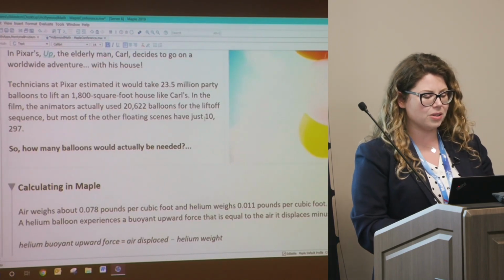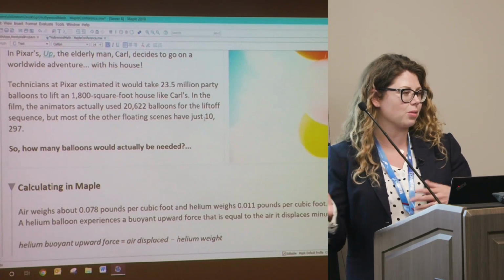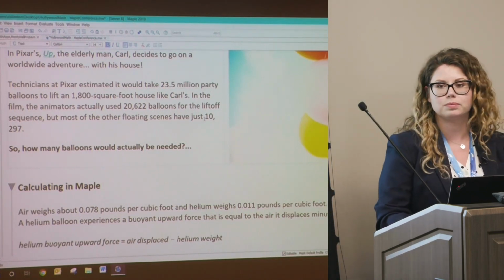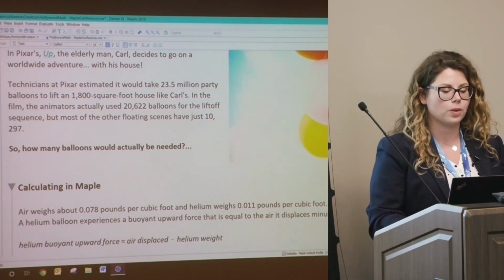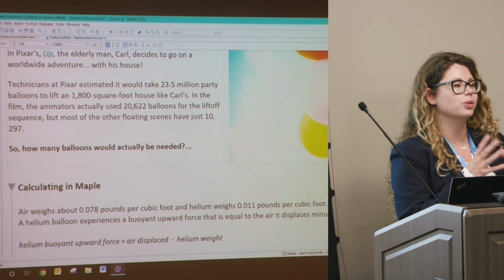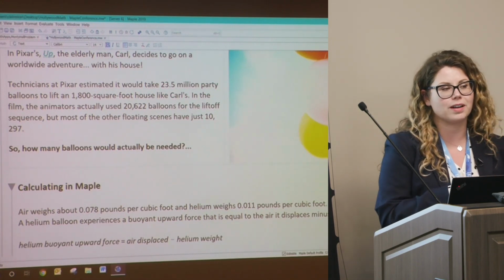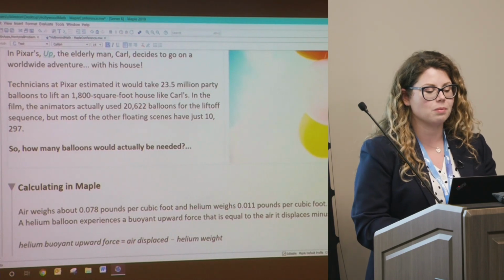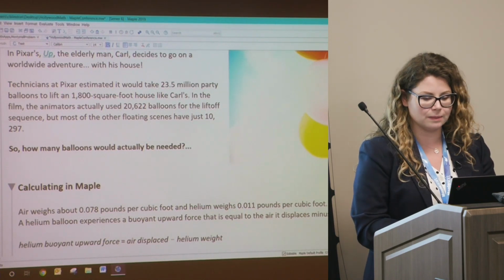20,622. And then they used 10,000 throughout the rest of the movie, just to keep things simple. Oh, they asked me 20, party balloons, small balloons. Yeah, they said 23.5 million. But then they actually used 20,000.